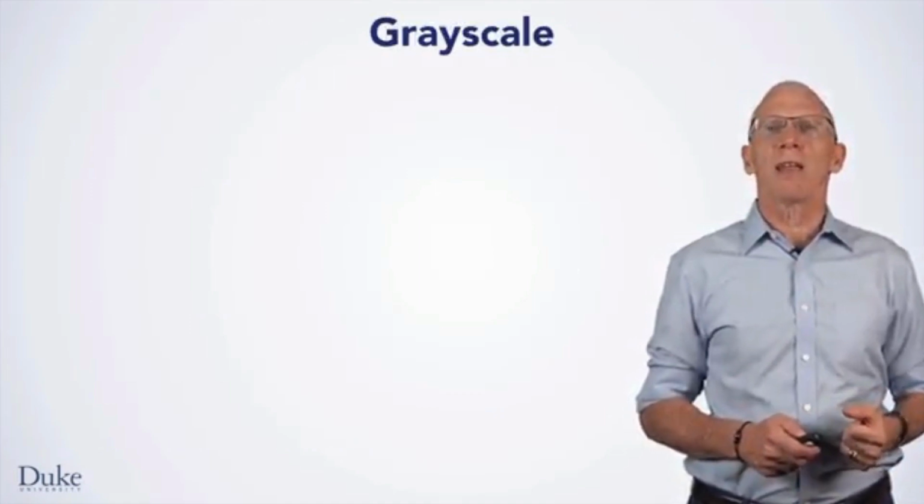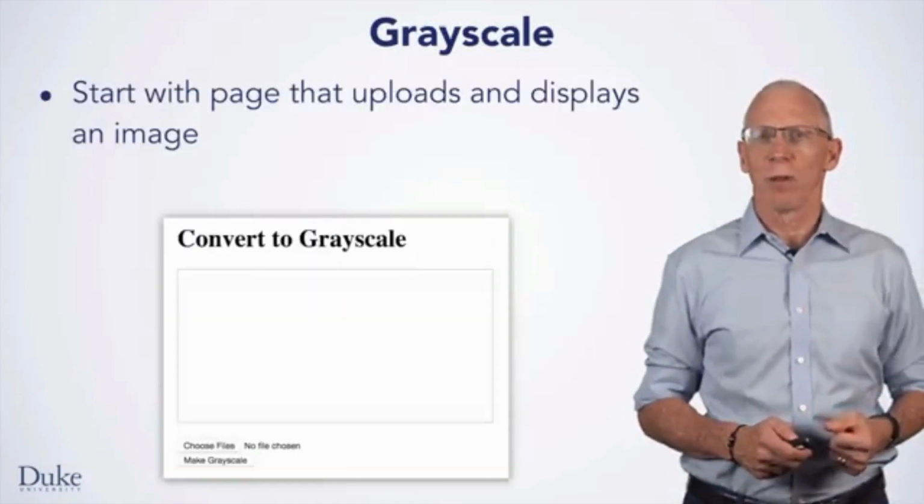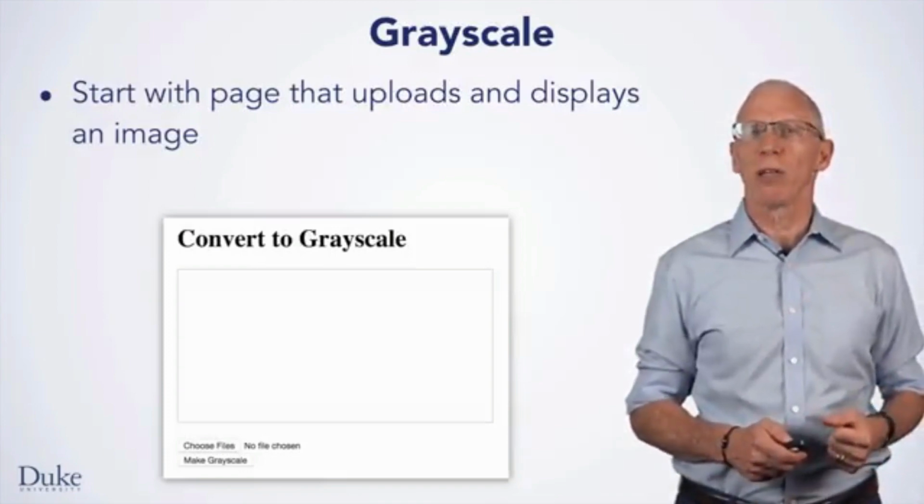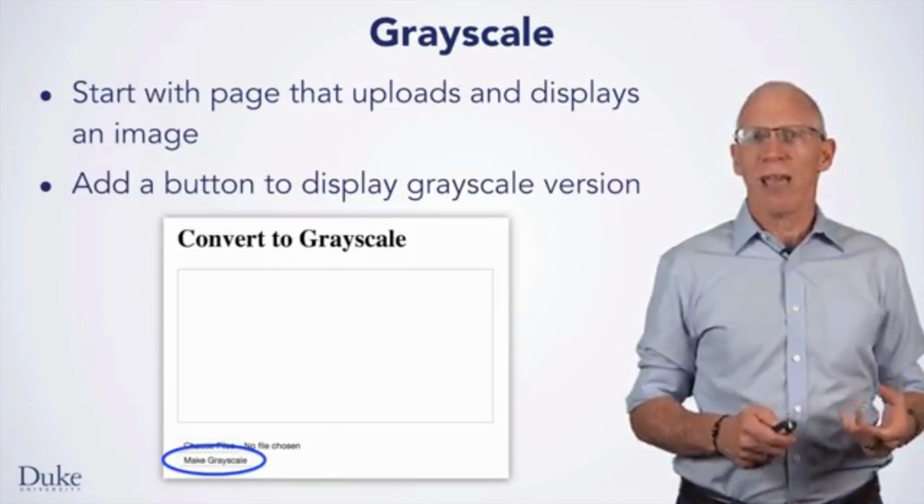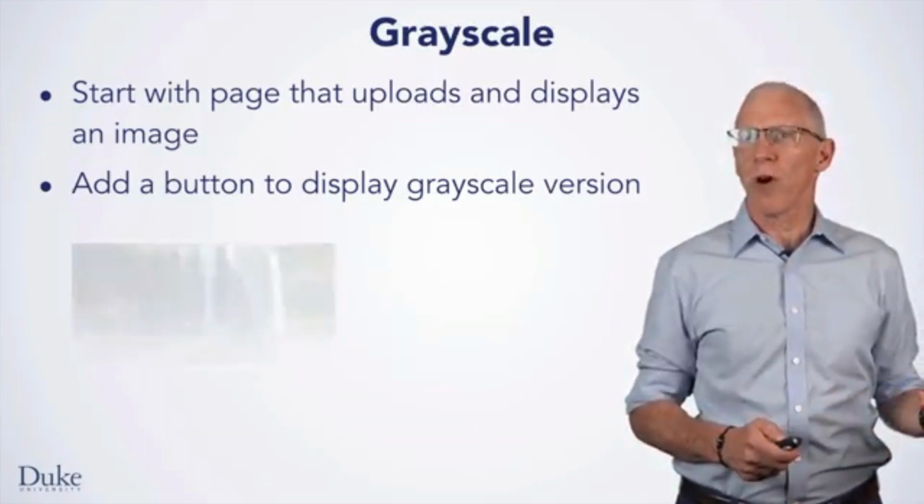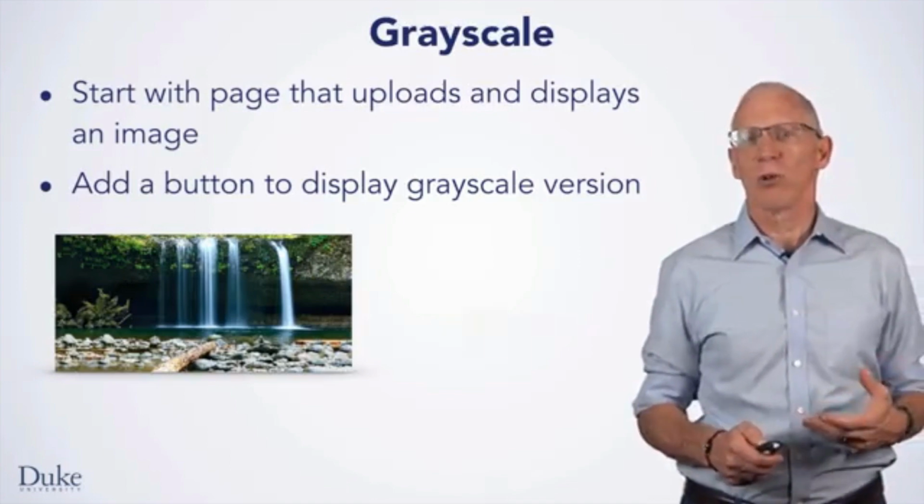Let's look at creating a grayscale version of an image. Grayscale is a common filter. We'll start with a CodePen web page that already has functionality to upload an image. We'll fork it and we'll add a button to create the grayscale web page that takes an image like the waterfall on the left, and converts it into a grayscale version as shown on the right.